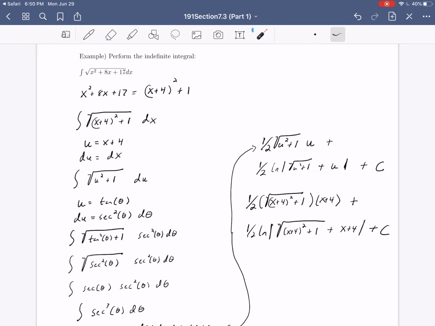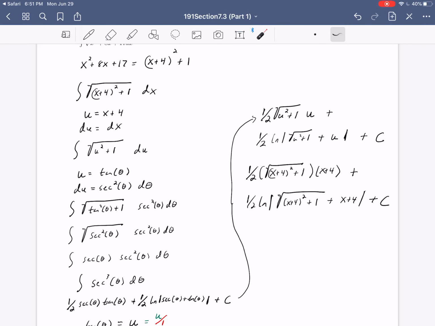You guys are not going to see too many where you need to do this completing the square trick, but do be aware that if you ever see something that you suspect is a trigonometric substitution, but it is not in that form of x squared plus a number, x squared minus a number, or a number minus x squared, if you just see a quadratic in general inside of the radical, you can do this completing the square method, rewrite it as a square plus or minus a number, and then do your standard trigonometric substitution.